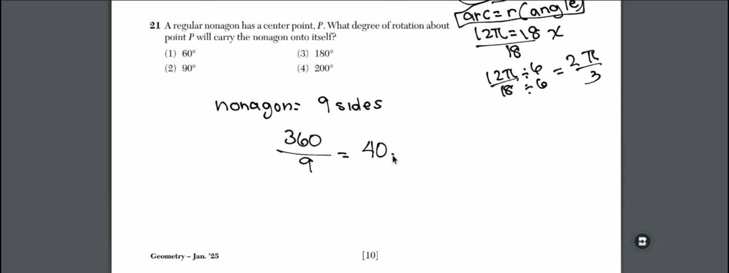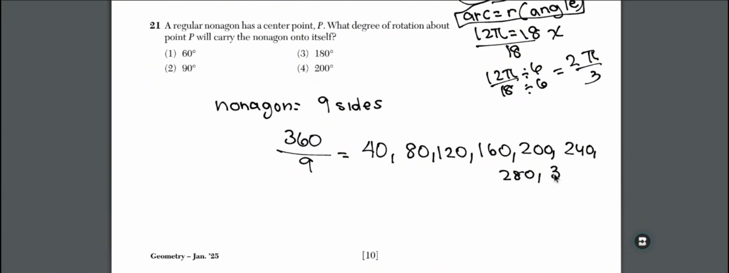So that means at 40 degrees, at 80 degrees, at 120 degrees, at 160 degrees, at 200 degrees, at 240 degrees, at 280 degrees, at 320 degrees, and at 360 degrees, it is going to carry onto itself. Out of all my answer choices, the only answer choice that fits in these 40 increments is 200, and I know that is going to be my answer choice number 4.